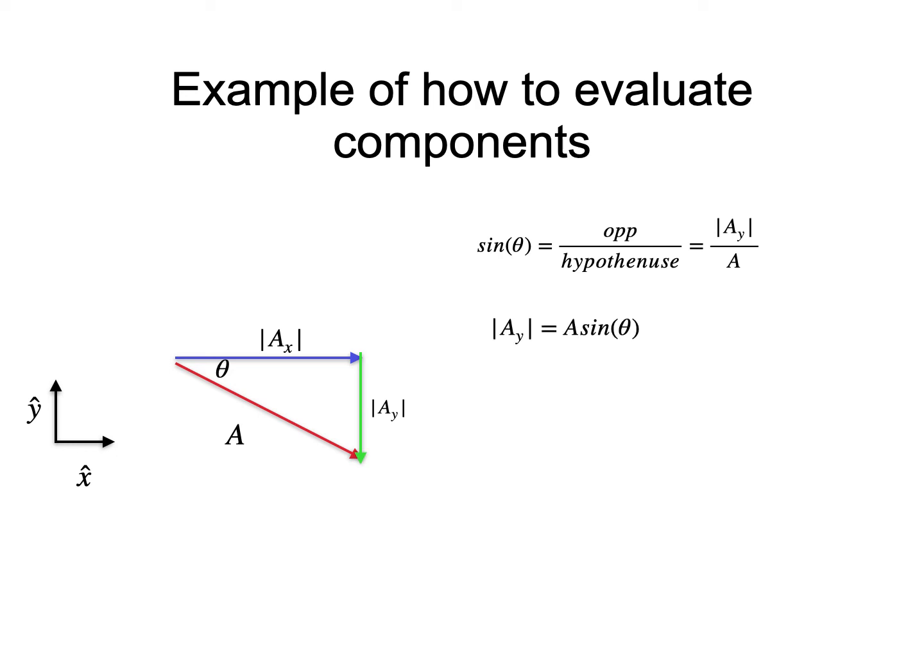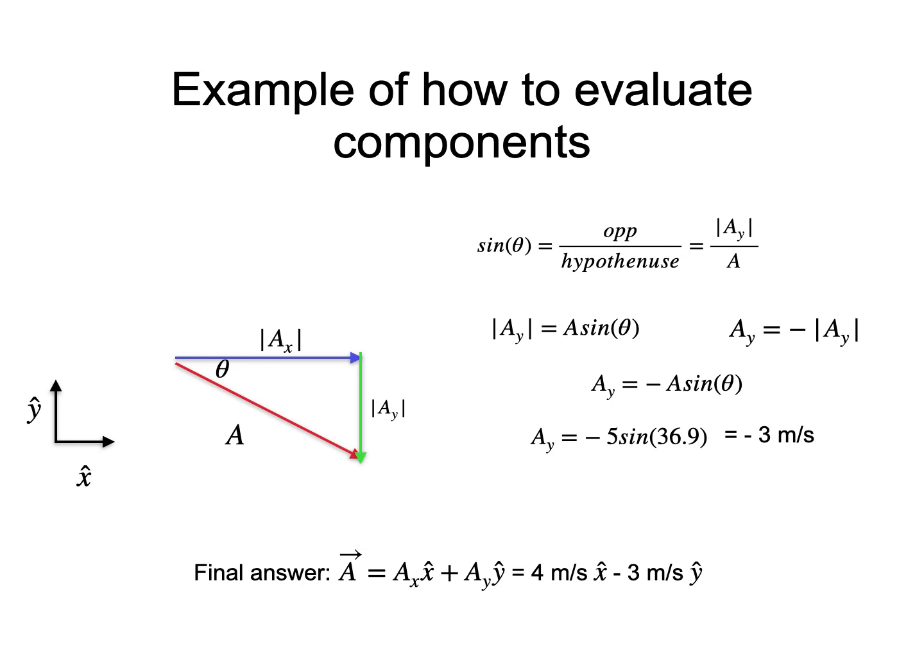Comparing the southward green vector to the northward y hat, we find that in order to create the green vector by multiplying the y component with y hat, we need the y component to be negative. It leads to this. Combining the last two equations gives the final mathematical equation for the y component. Substituting the numerical values for the angle and the magnitude of vector A leads to the y component being equal to minus 3 meters per second. All that is left is to write the final answer in component form.